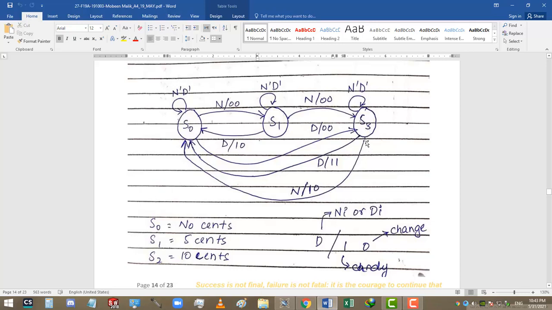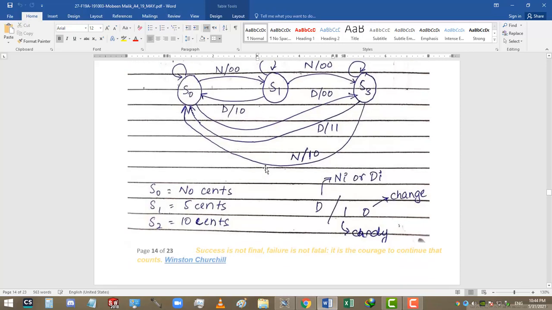And if again I put a dime in it, then the total cents become 20. Now at 20 cents, what the machine has to do is return 5 cents or a nickel as change and a candy as well. So you can see here, if I put a dime, then 1 means there will be a candy output and a change output as well. So this is the state diagram.